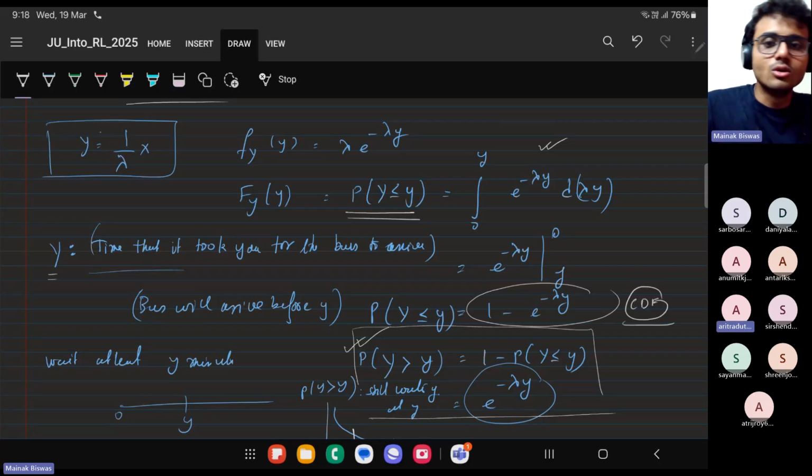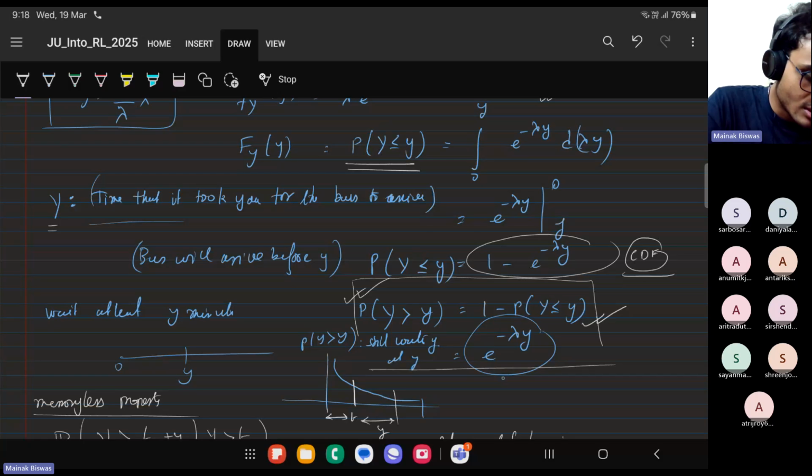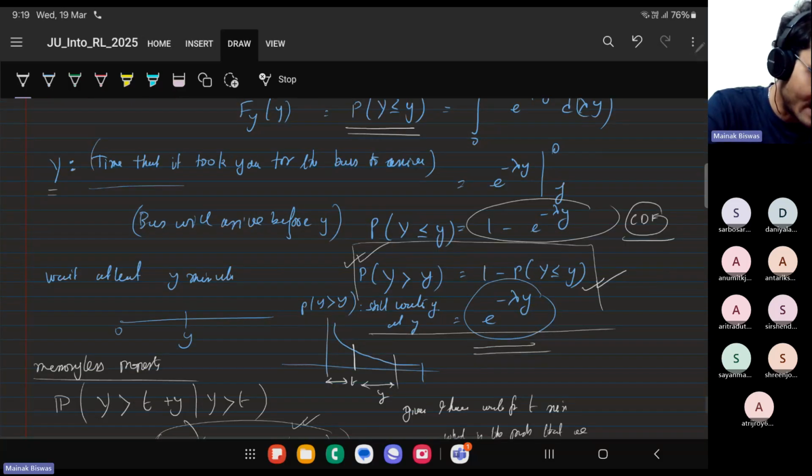But now I tell you that you have to wait at least y minutes before the bus comes, which means that Y has to be greater than or equal to y. Yes or no? Which is the same as 1 minus, so this equation, 1 minus the probability that the bus did not arrive till y. So that is just e to the power minus lambda y, right?